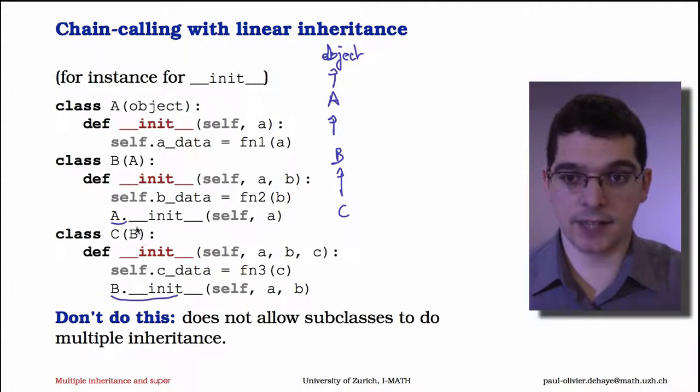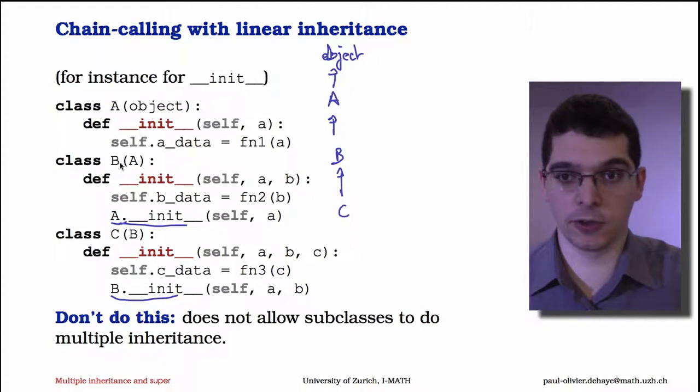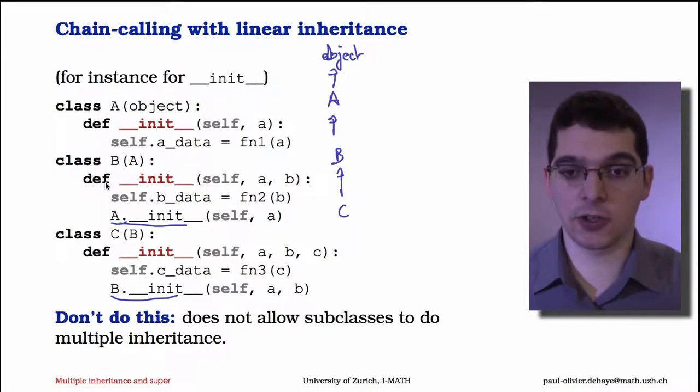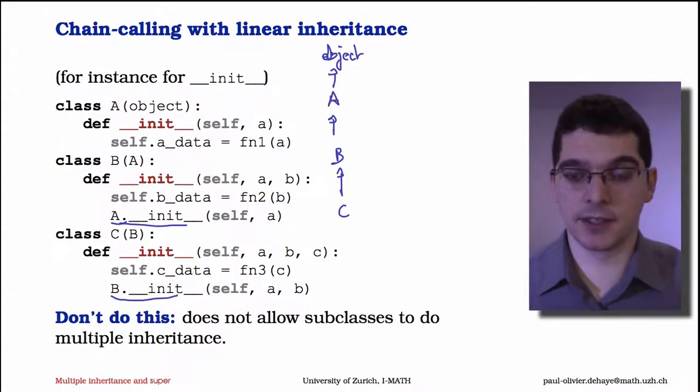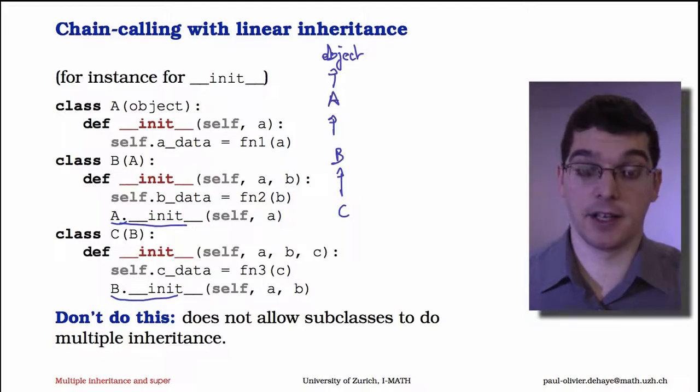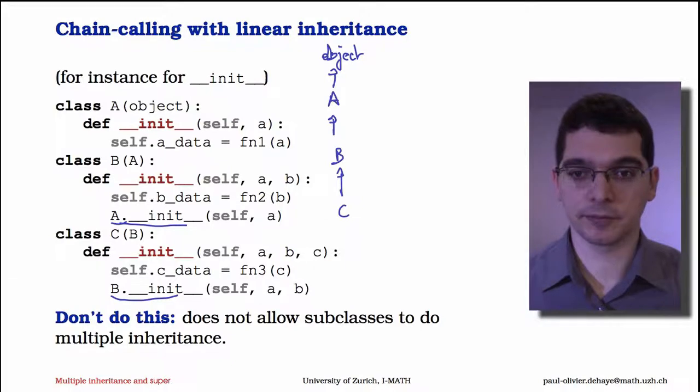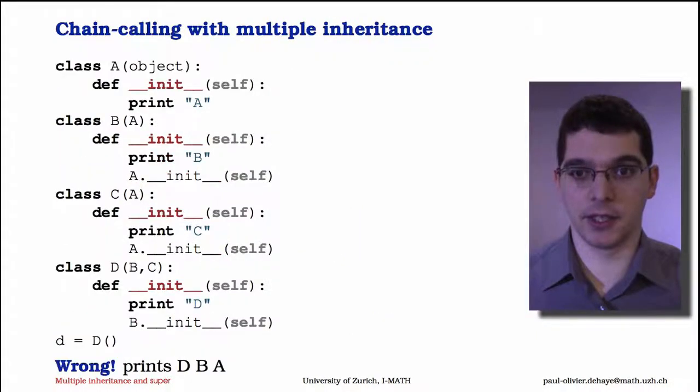Now, don't do this. So we could access particular constructors this way. The class name dot init would refer to the particular constructor, but you should not do it because this does not allow subclassing in the context of multiple inheritance. So we'll see in a second why. This won't really work anyway if you're doing pure multiple inheritance.